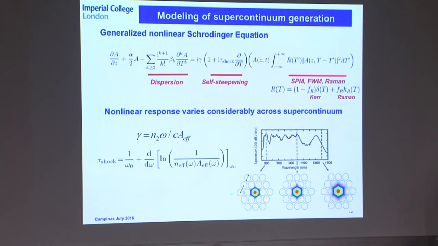If you think of it, the mode confinement alone is massively different as you head from the visible up to the infrared. The mode size changes enormously, so your nonlinearity is changing. So all this has to be modeled and included stepwise in the system. And this is a modeled supercontinuum from John Dudley, whom I've collaborated with. And it looks quite good.